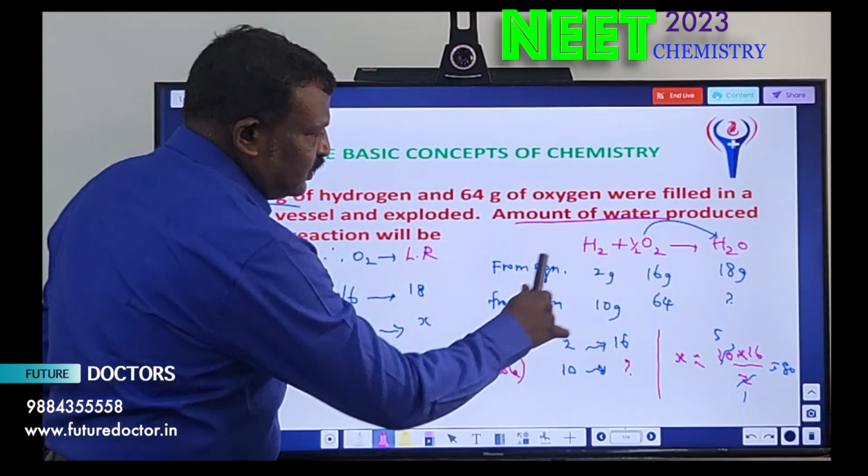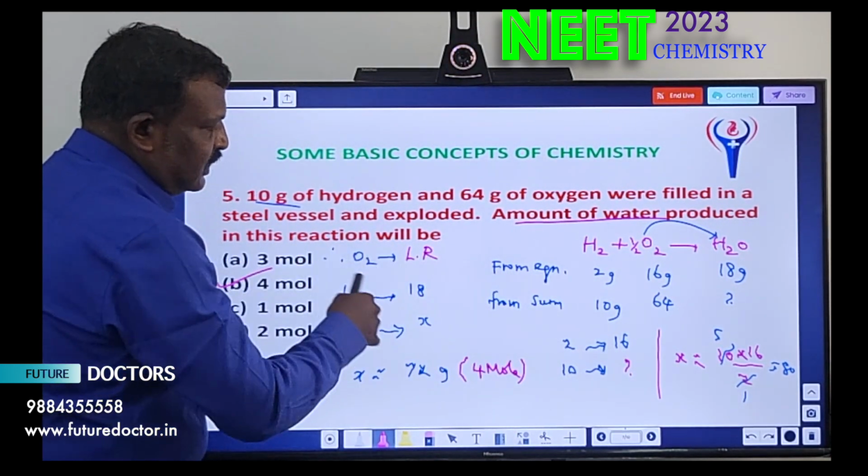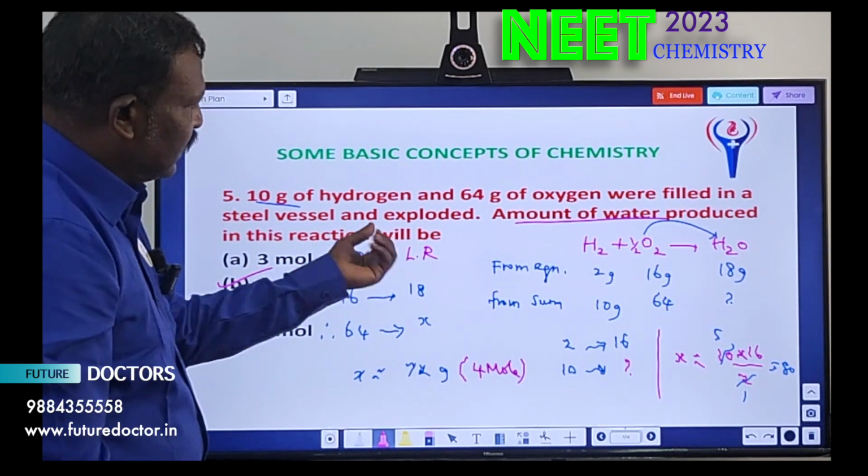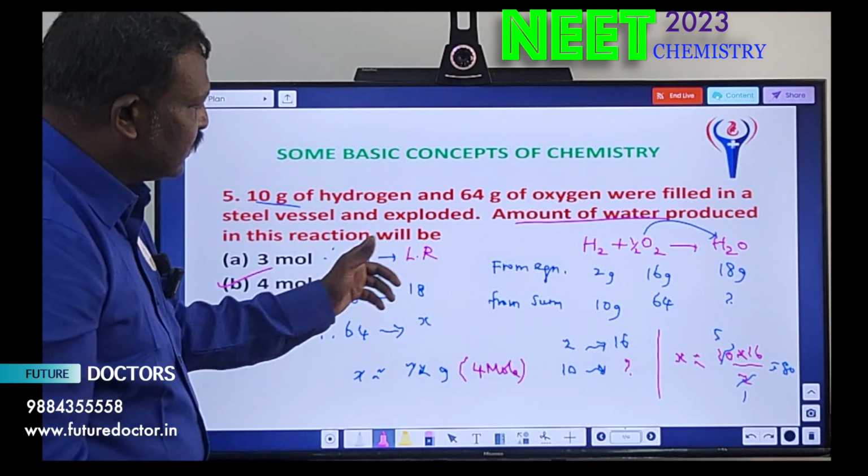Understood? Right. You must know how to frame the equation. Limiting reagent is very, very important. Actually, it's one question, but in this question we have two questions.